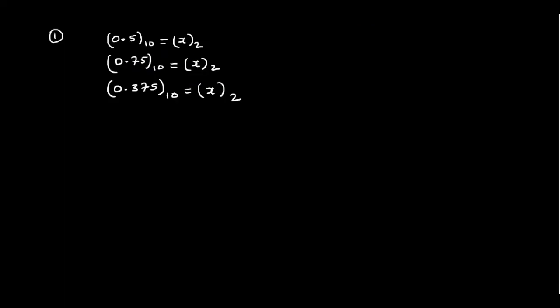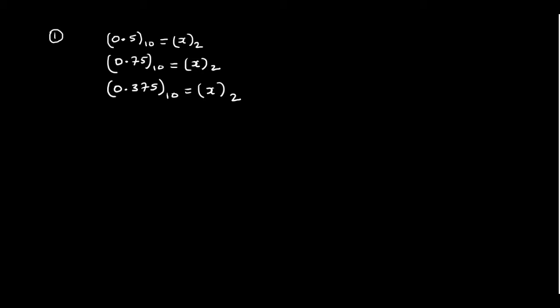In this presentation, we are going to see how to convert decimal fraction to binary. So we will see this through examples. So this is the first example. 0.5 to the base 10, we have to convert it to binary. Similarly, 0.75 to the base 10, we have to convert to binary. 0.375 to the base 10, we have to convert it to binary.